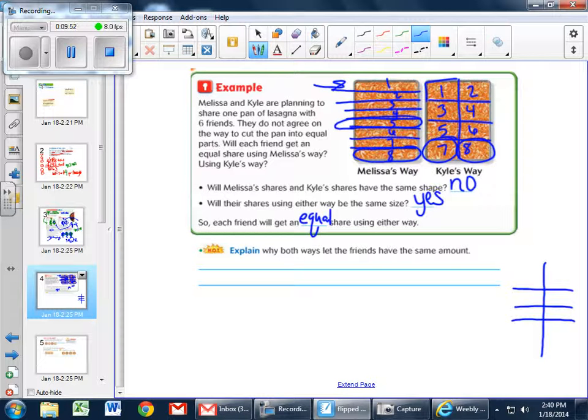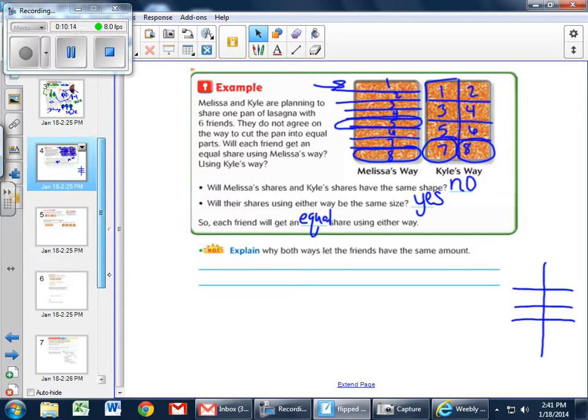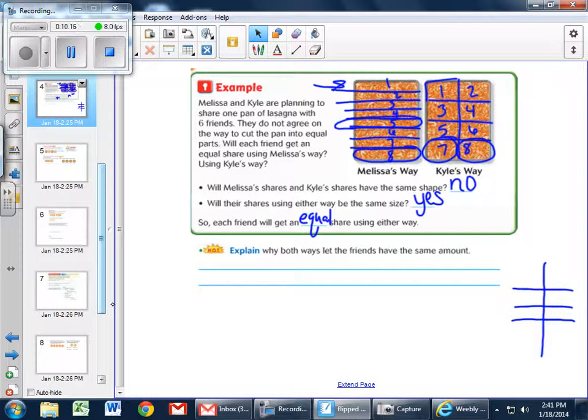Your possible explanation would be that Melissa and Kyle both plan to divide the pan into 8 equal parts. That's the key piece. They're each going to get 8 equal parts. So each person is going to get an equal share. It doesn't matter if they are shaped differently, if they all measure to be the same size. Okay? Go ahead and put that in your own words and finish that page.